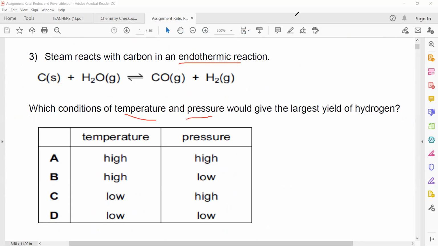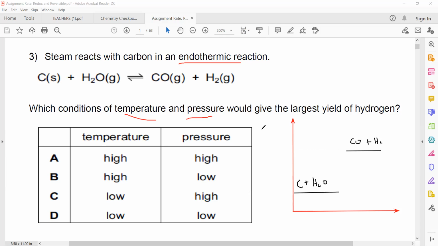So first thing, to understand a question, what you should do, because a reaction is endothermic, you can make an energy diagram. For endothermic reactions, reactants have low energy, the product is having high energy. So reactant here is carbon plus water, and the product is carbon monoxide plus hydrogen.